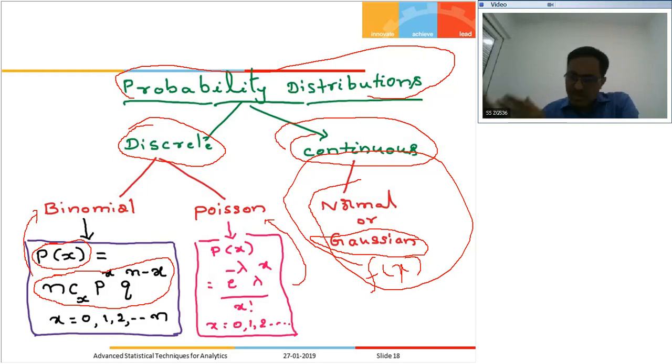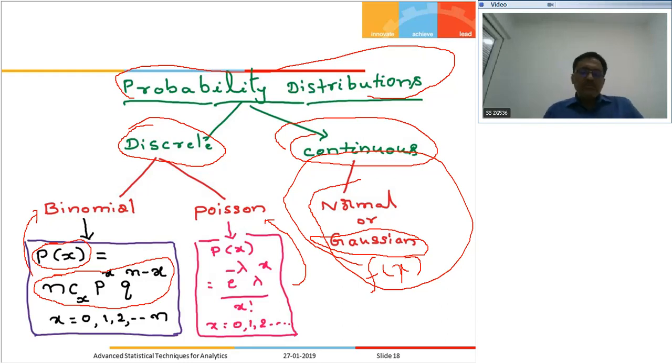Like this, P of X is some A minus B by N something, then one formula, one name. Like this, the distributions are defined based on P of X. Now coming to this, what is N, what is X, what is P, what is Q? N is the total number of trials, and X is the total number of successes, P is the probability of success, and Q is the probability of failure. So that is how the binomial distribution is defined.